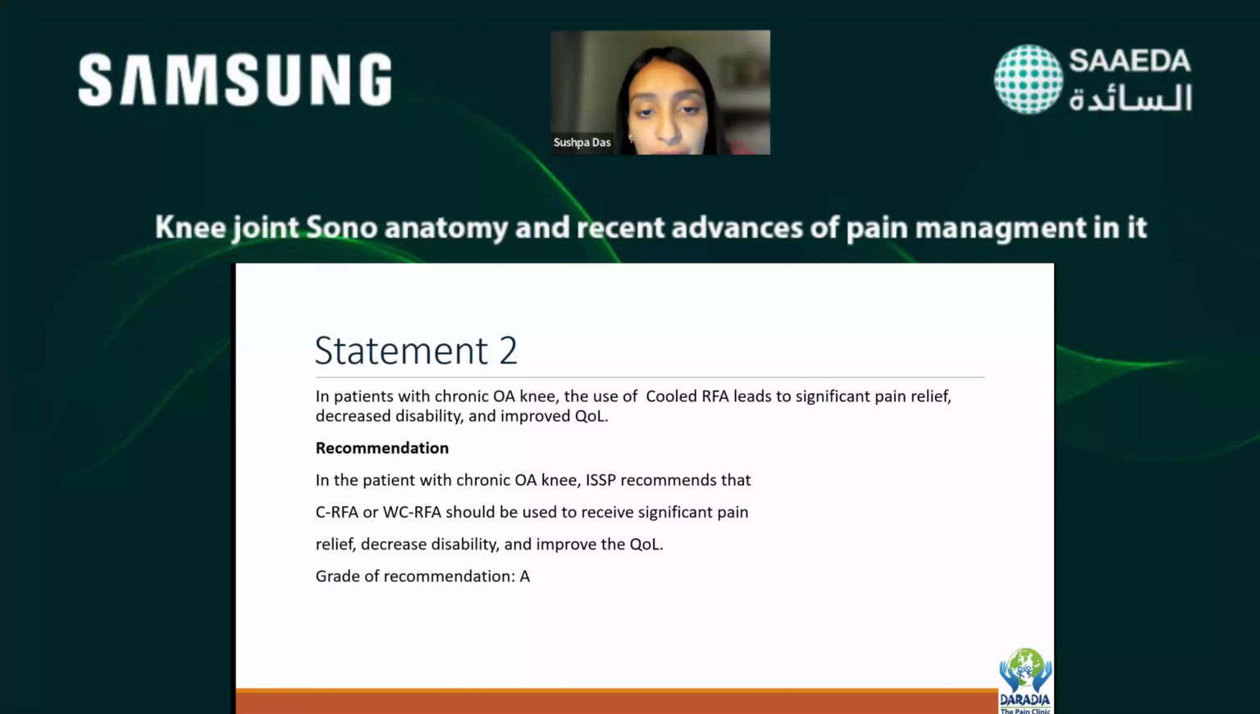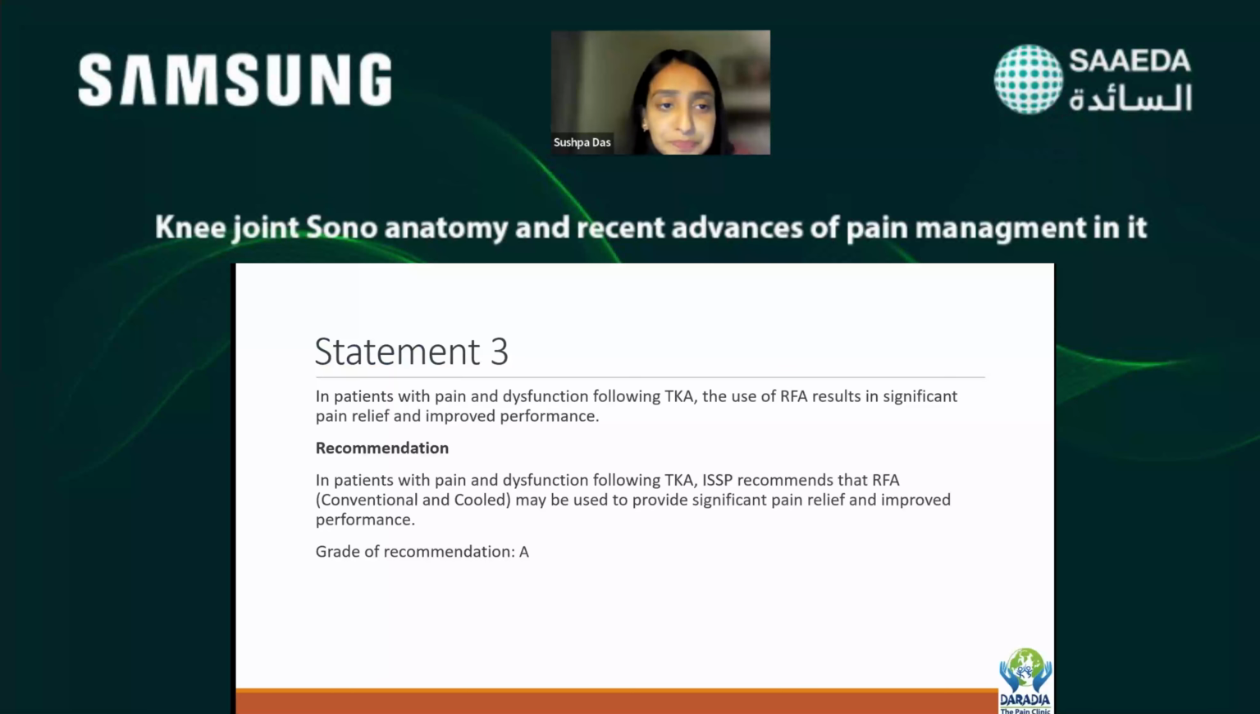So in chronic osteoarthritis knee, cooled RFA leads to a good amount of pain relief with decreased disability and improved quality of life. Cooled RFA creates a bigger lesion, gives better chances of pain relief, and the nerve ablation is much more successful, and that leads to decreased disability and improved quality of life.